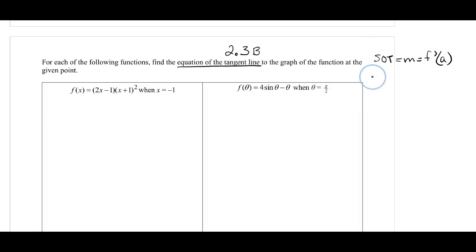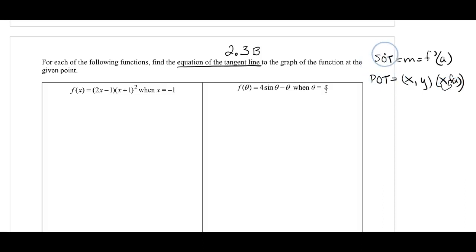Then I also need my point of tangency. What are my x and y values, or my x and f of x values? I'm going to find the x because I'm given that point. This is where we want to find the line tangent. But the f of x, I may be given the y value, but I may not. I may need to find that y value by plugging x into the function that I'm given.